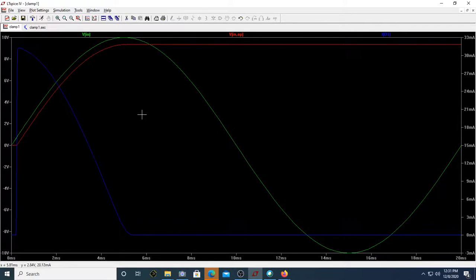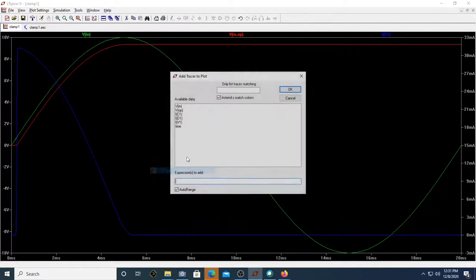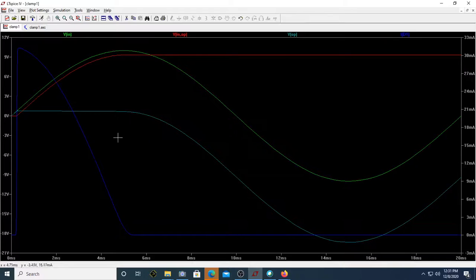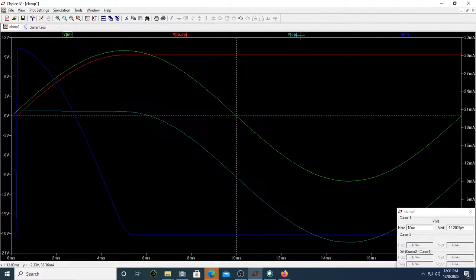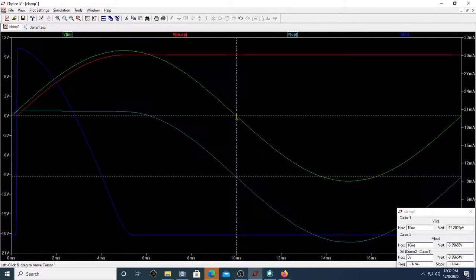Suppose you now want to see the output voltage. I will add a trace which is my output. See, now this is the first quarter of the cycle. Afterwards, you can see that when the input voltage is 0, the output voltage is, let me put one on input, one on output. Can you see the input is 0, the output is minus 5.